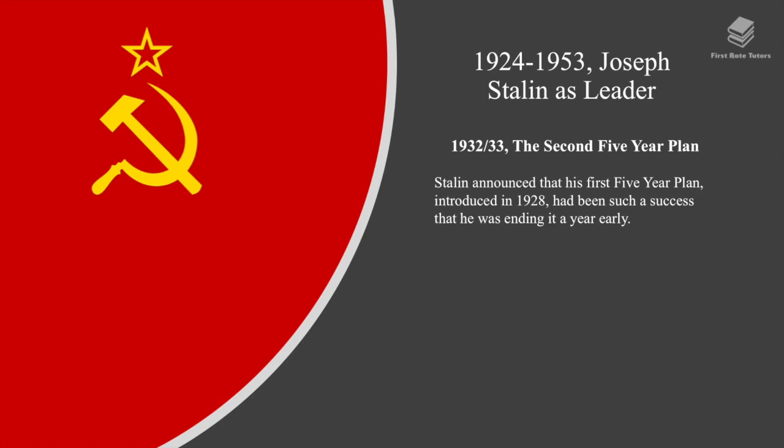1932-33, the second 5-year plan. Stalin announced that his first 5-year plan, introduced in 1928, had been such a success that he was ending it a year early.